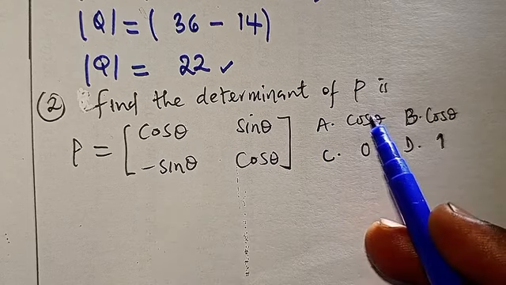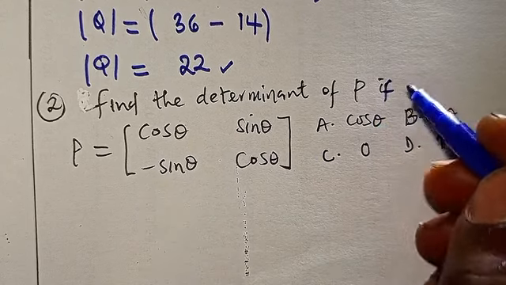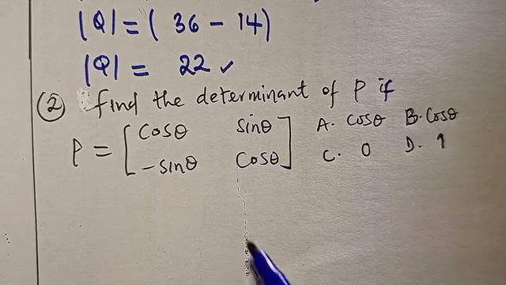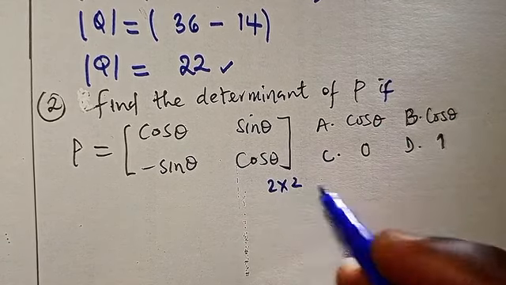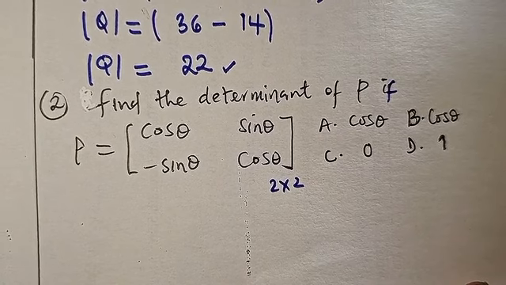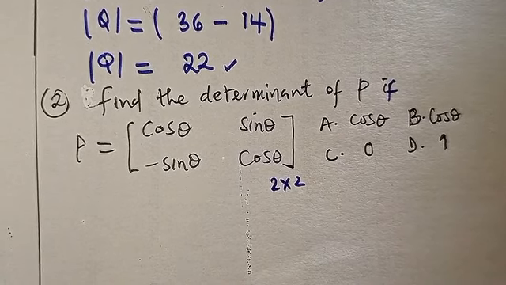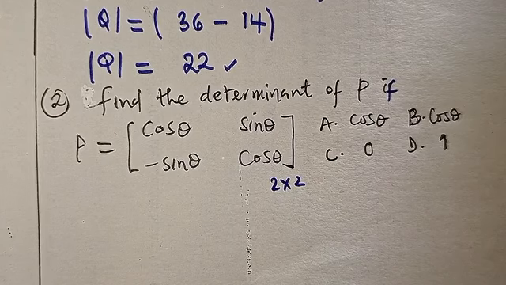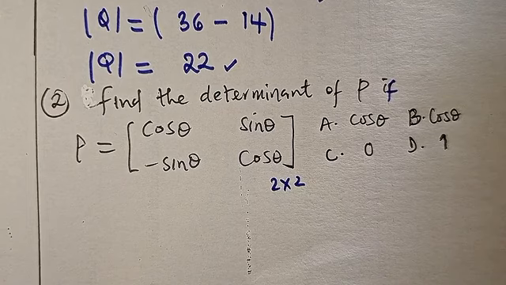Find the determinant of P if P is this. So you can see this is also a 2 by 2 matrix, right? Then we have these options here. So what are you going to do if you have this kind of problem? Kindly pause this video, solve it on your own, then come back and check the validity of your solution.